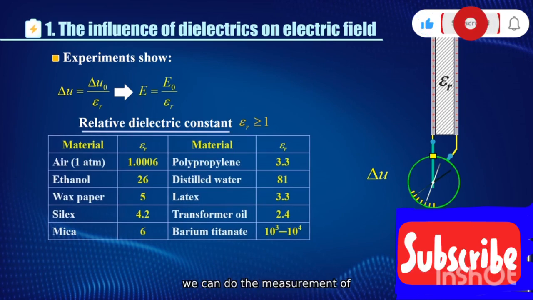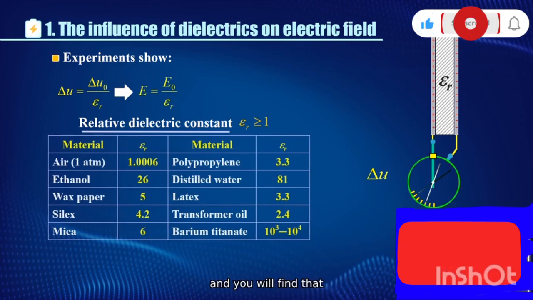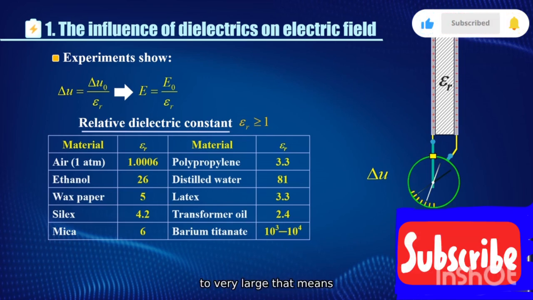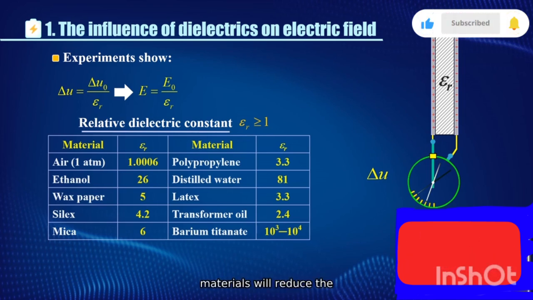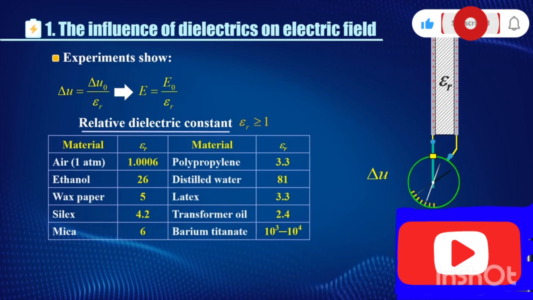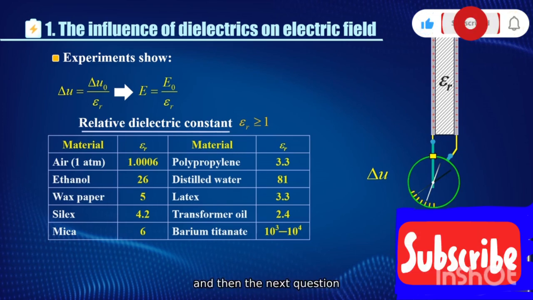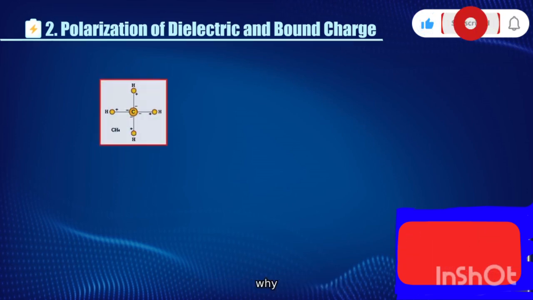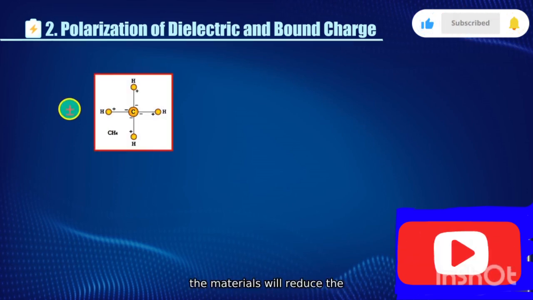Then we can measure several different materials, and you will find that the relative dielectric constant ranges from 1 to very large. That means different materials will reduce the electric field in different ways. And the next question we want to answer is: why do materials reduce the electric field?